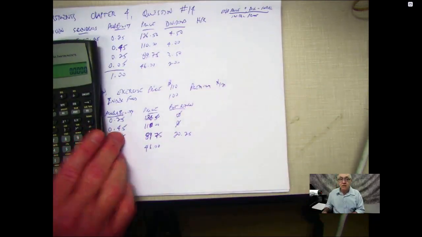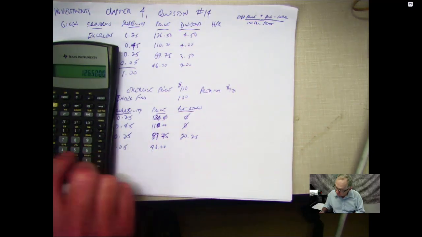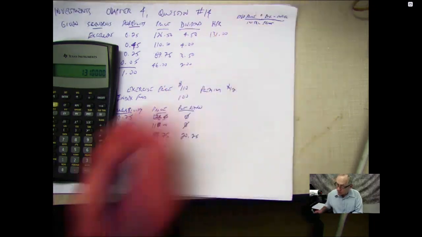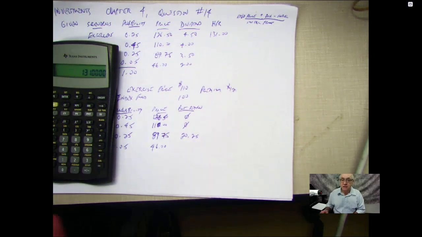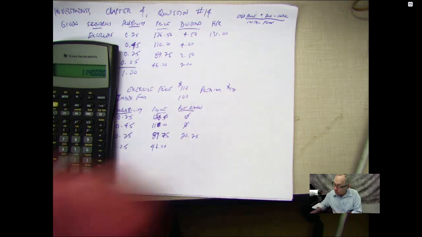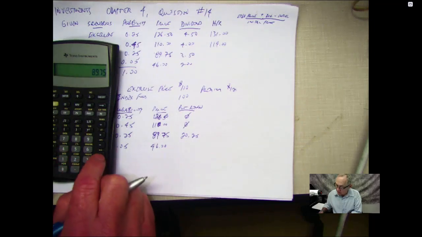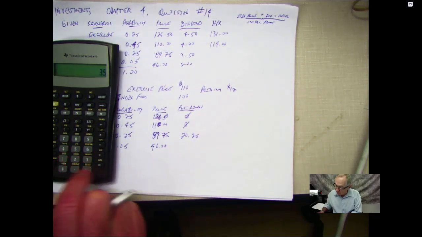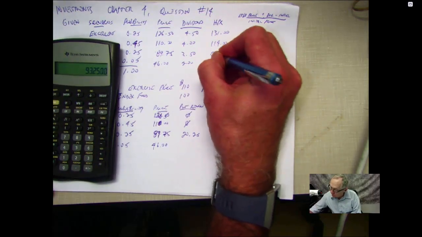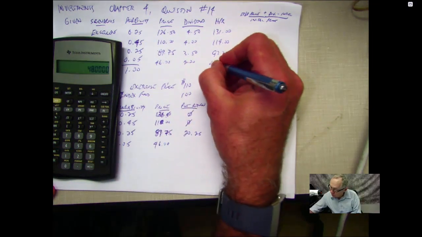So ending price $126.50 with a $4.50 dividend. Our ending price is $131, or ending return more correctly. It's price plus the dividend. Next, 110 plus 4, so 114. Next, 89.75 plus 3.50, 93.25, and $46 ending price plus a $2 dividend, 48.